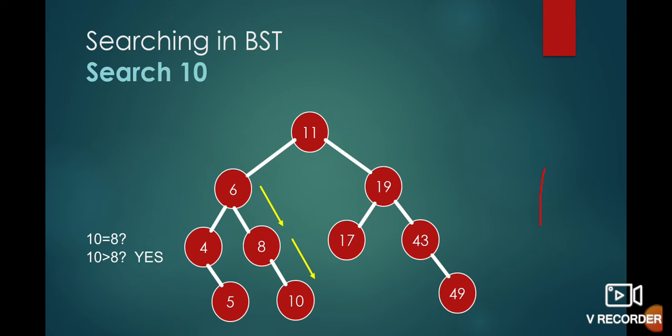Now I will move to the right subtree. Then I will check the first condition: if the element is equal to the root node. So 10 is equal to 10. So I have found the element.